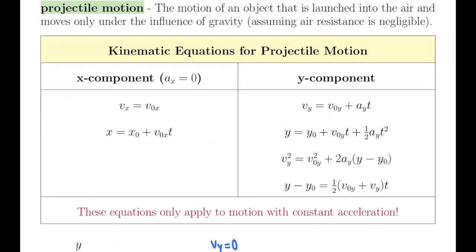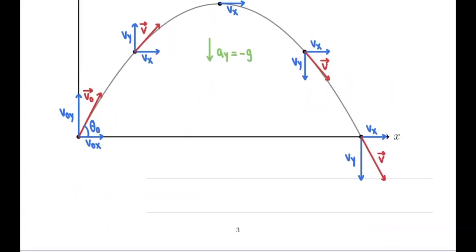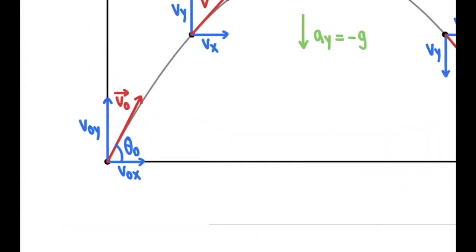Whatever your heart desires. And remember, these equations only apply to motion with constant acceleration. Okay, so one tiny thing I wanted to talk about is usually you're given the initial velocity, but you're not given the x and y components. You're not given v naught x and v naught y.